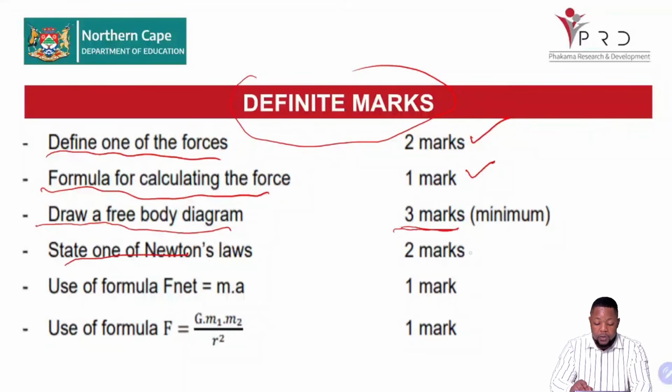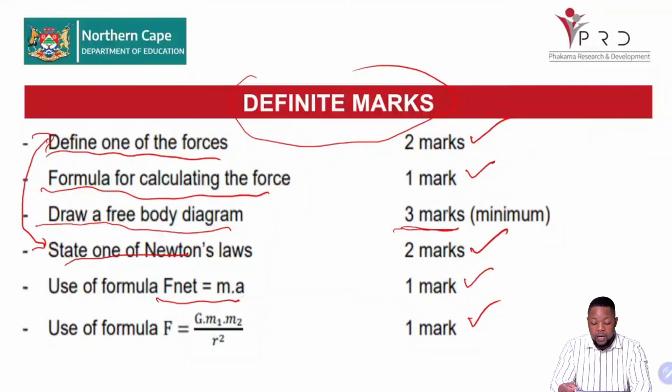Stating one of the laws, you will get 2 marks. Just pay attention. You are defining a force and you are stating a law. That is a definite 2 marks. Using the formula F net is equal to ma is a definite mark. Using the formula for universal gravitation, F is equal to G M1 M2 over r squared. These are definite marks. If we count them, that is 6, 8, 10 marks. So your 10 marks are definite marks should you prepare for your paper 1 as indicated.